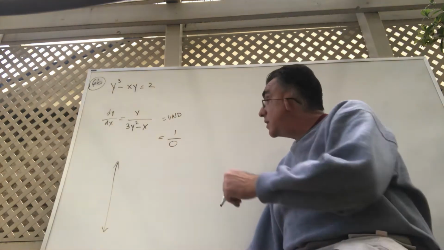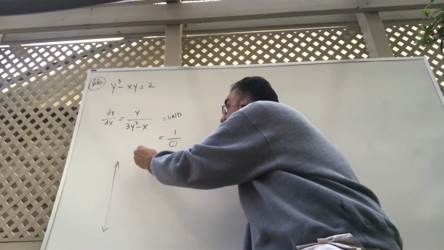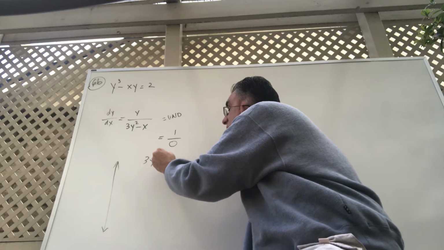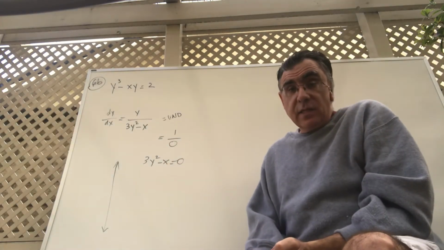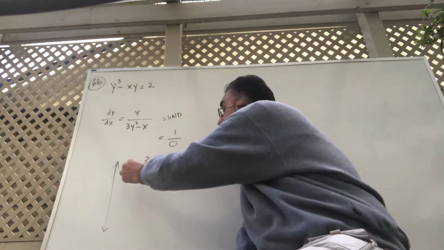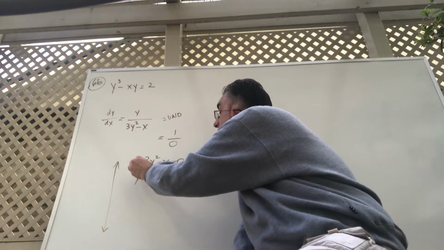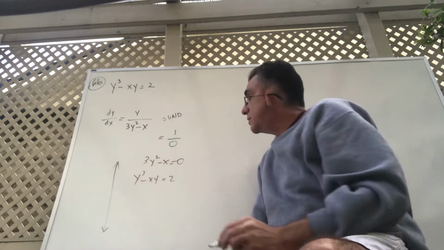So what you want to do here is realize that 3y squared minus x has to be 0. Now you're thinking, well, that doesn't help me, I need another equation. We do. We have the original equation, y to the third minus xy equals 2.